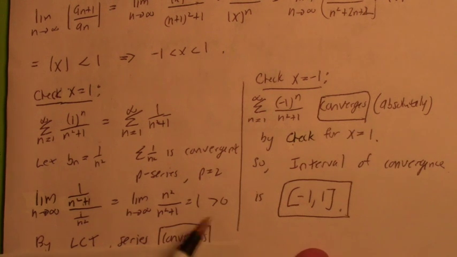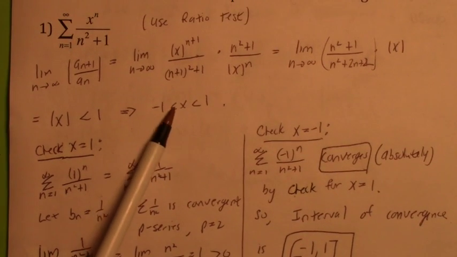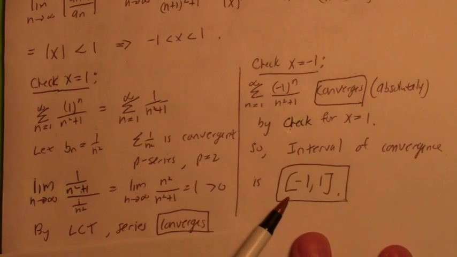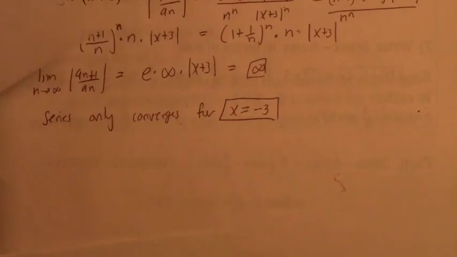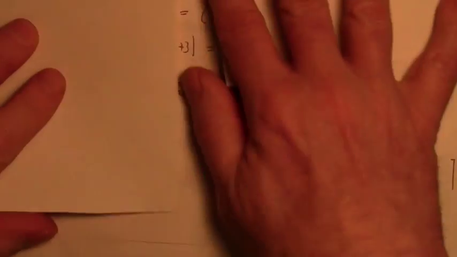So the interval of convergence, the ratio test gives you the radius of convergence, but to find the actual interval, you have to check the endpoints using other tests than the ratio test. And in this case, it came out that it converged at both endpoints, so it's the closed interval from negative 1 to 1. Lots of different things can happen there.